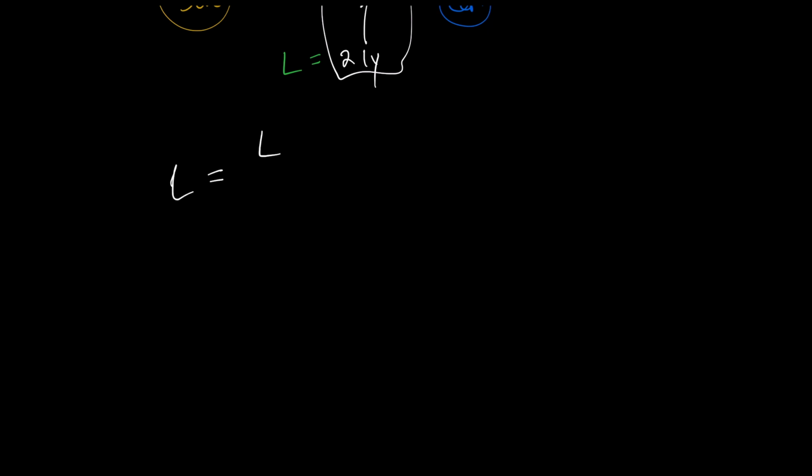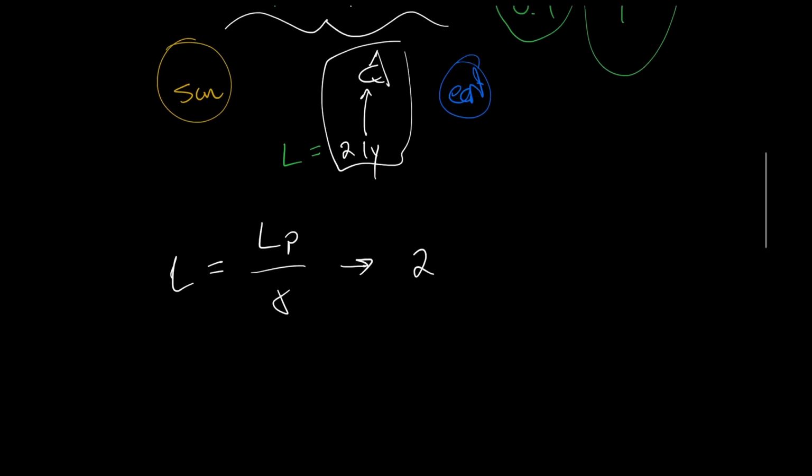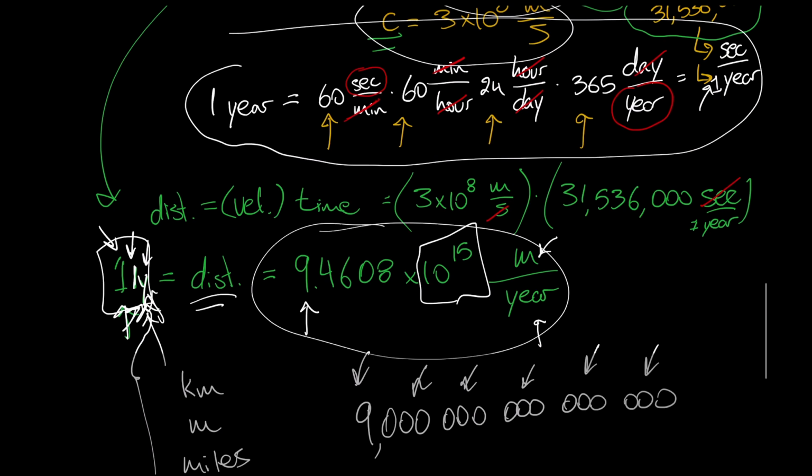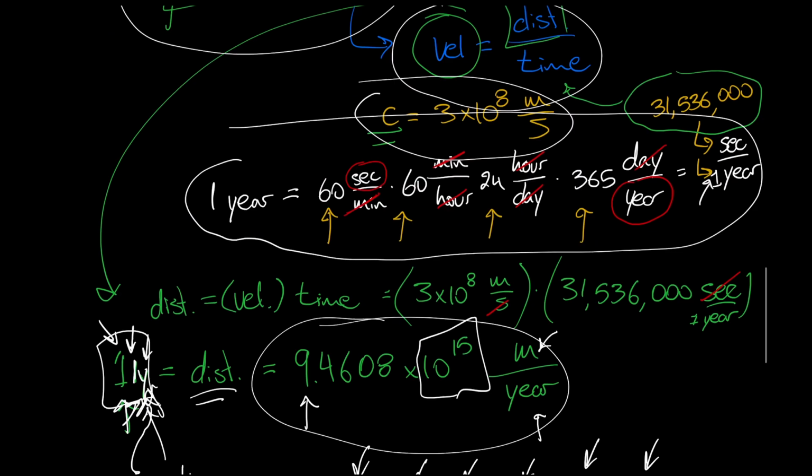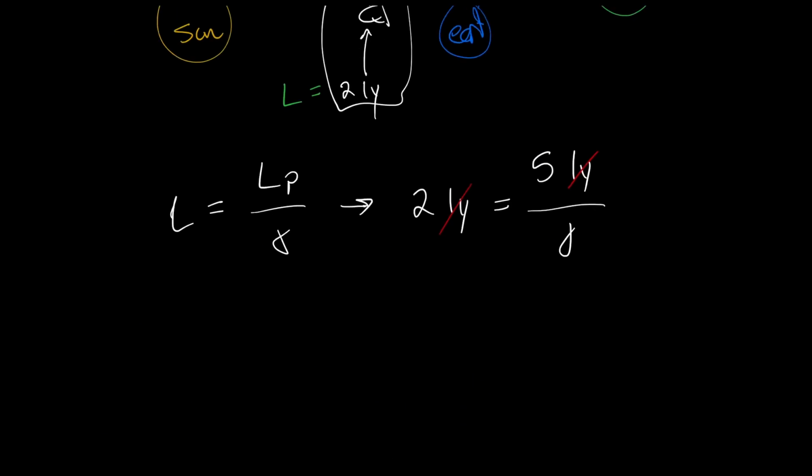So we have L equals LP over gamma, which I guess we could say is 2 Ly equals 5 Ly over gamma. And you see how the light years are not important. Here we have light years, here we have light years, they cancel. We didn't need to go through this entire explanation here to convert light year into meters. I was just talking about that because I found it kind of interesting. I hope you found it interesting too.